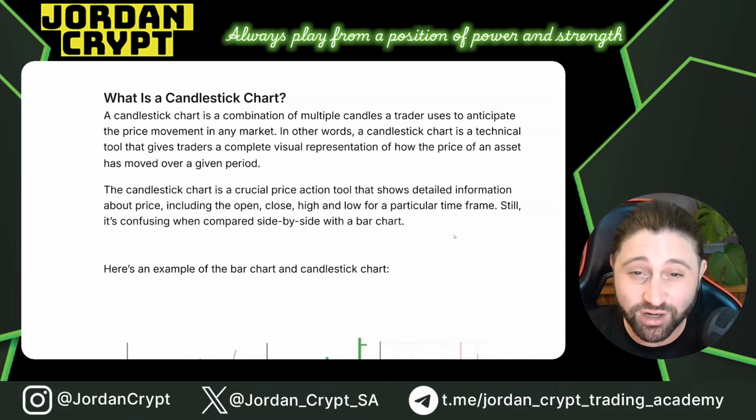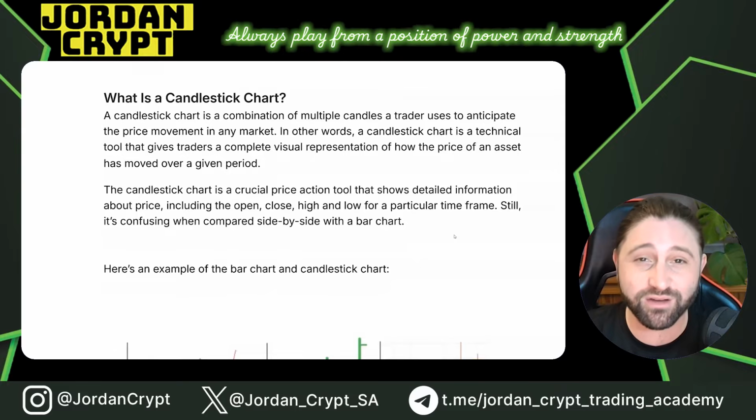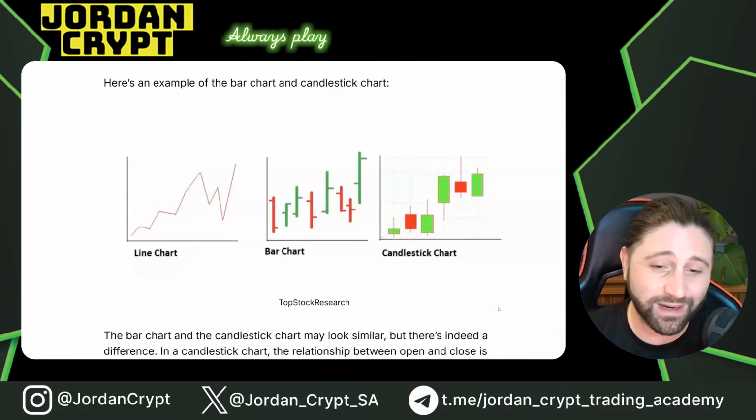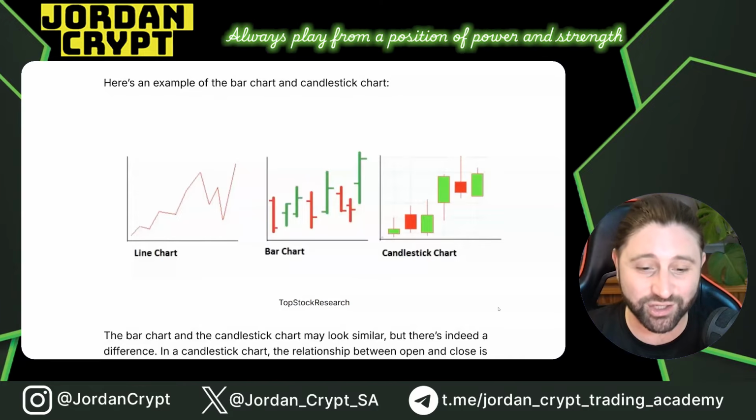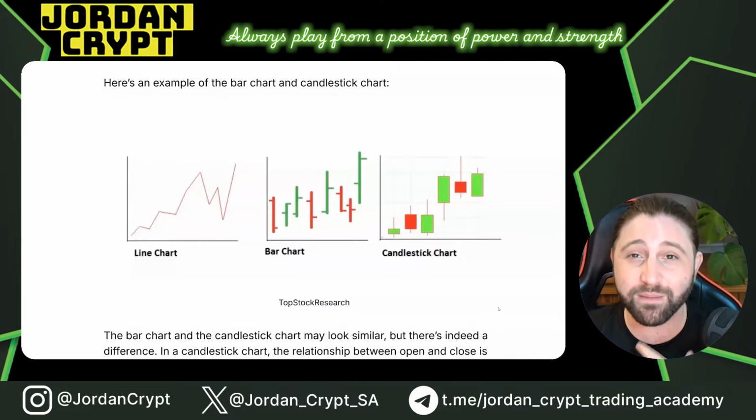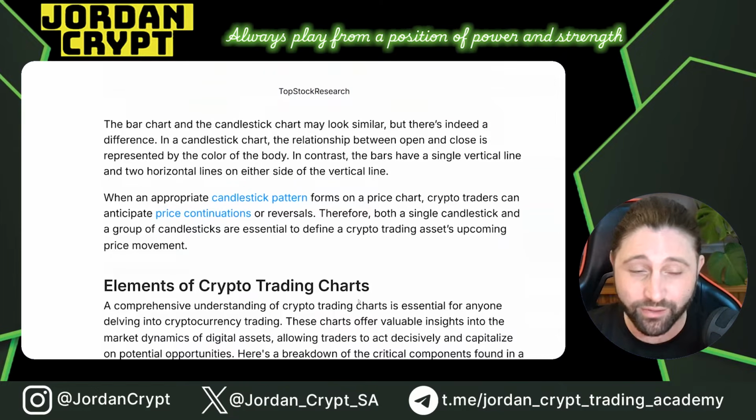A candlestick chart is a combination of multiple candles a trader uses to anticipate the price movement. It is a technical tool that gives traders a complete visual representation of how the price of an asset has moved over a given period. Here we can see a comparison between a line chart, a bar chart, and a candlestick chart. A candlestick chart is infinitely better and gives you so much more information, not only into price movement, but the emotion that is occurring behind that movement. When an appropriate candlestick pattern forms, crypto traders can anticipate price continuations or reversals and profit off these moves.